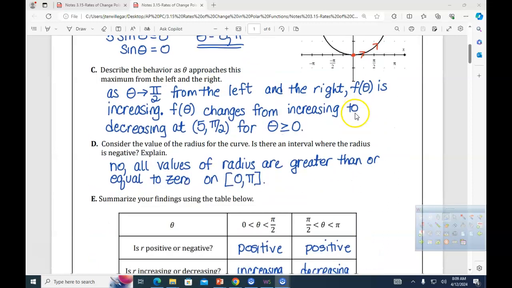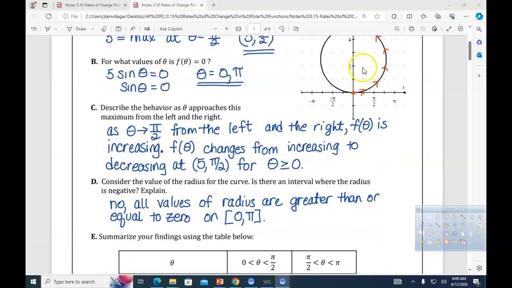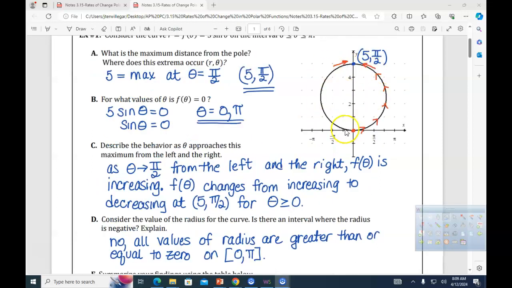Now, will there ever be a time on this one where r is negative from 0 to pi? No, they're all positive on this one. Okay? I'll show you one where there's some negatives.